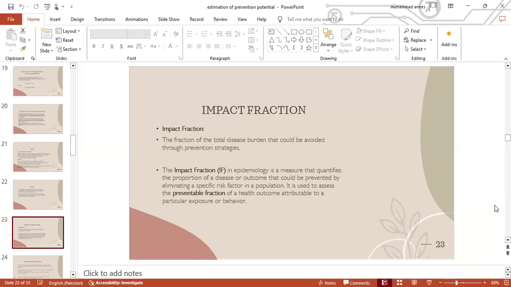Next term is impact fraction. Impact fraction is the fraction of the total disease burden that could be avoided through prevention strategies. The impact fraction in epidemiology is a measure that quantifies the proportion of a disease or outcome that could be prevented by eliminating a specific risk factor in a population. It is used to assess the preventable fraction of a health outcome attributable to a particular exposure or behavior.